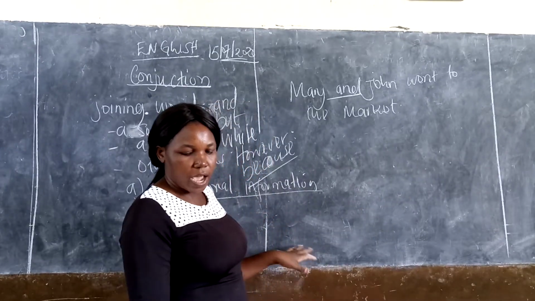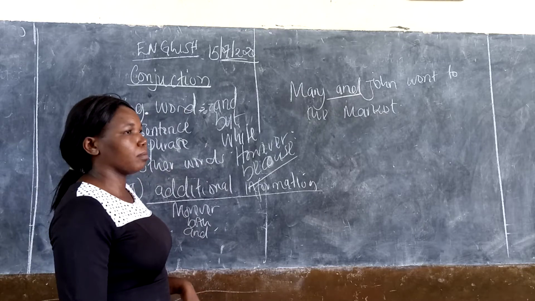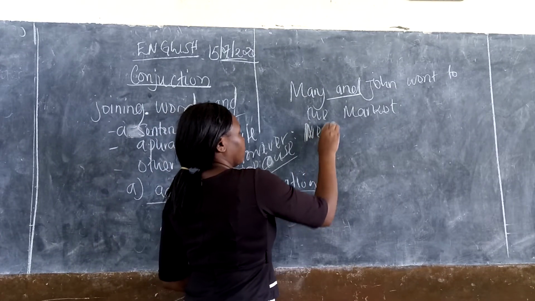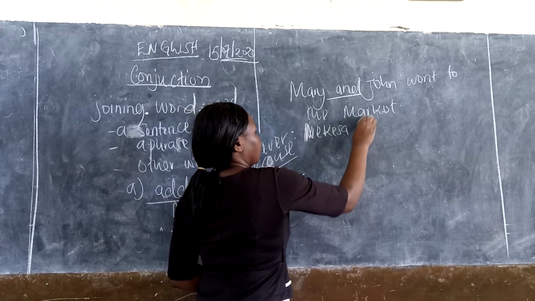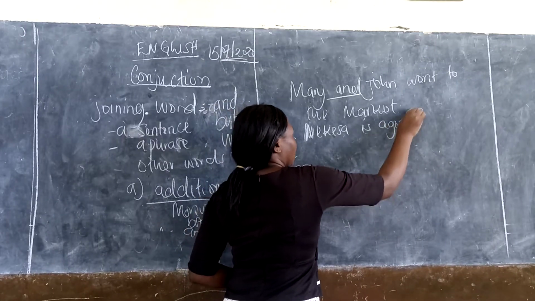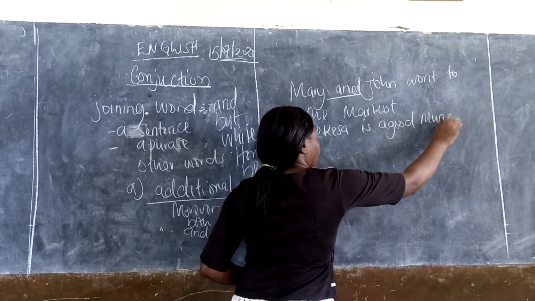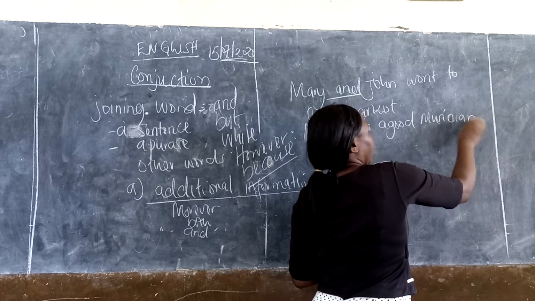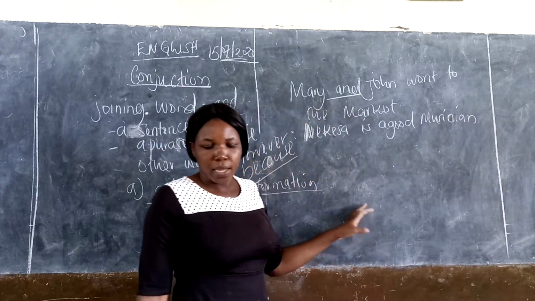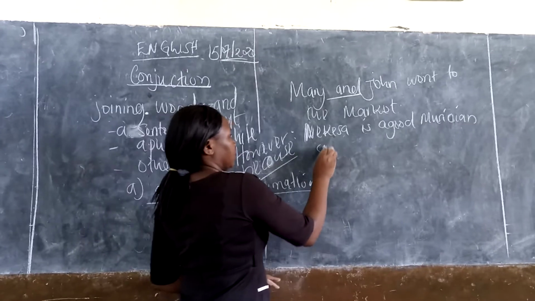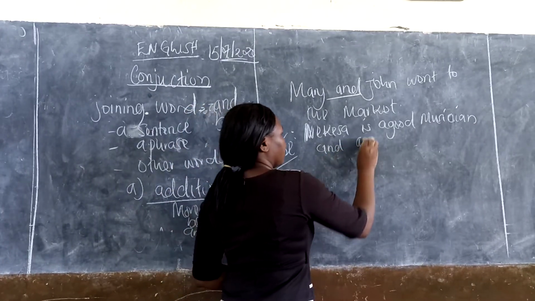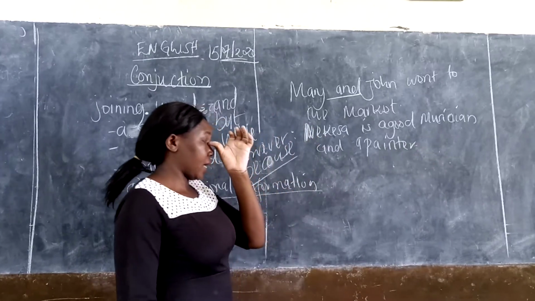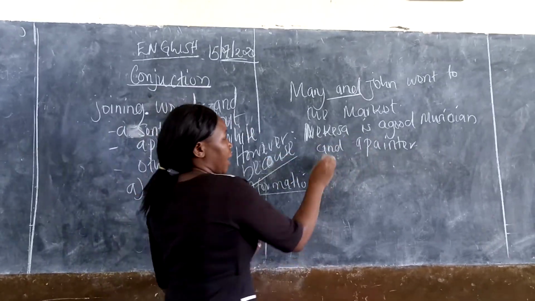Another example: Nekesa is a good musician. Nekesa is a good musician and a painter.